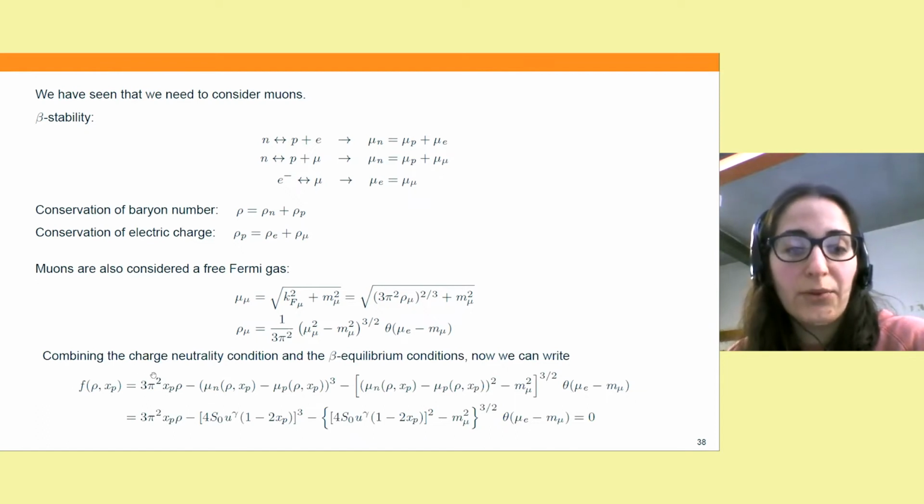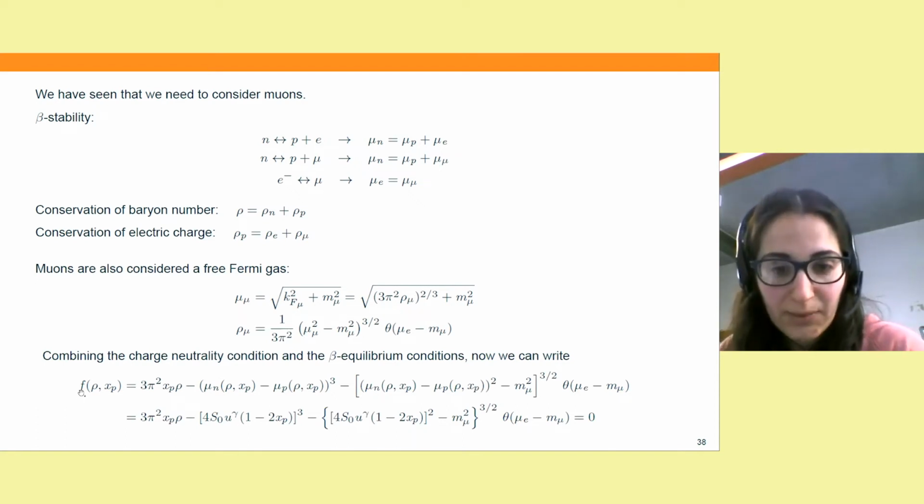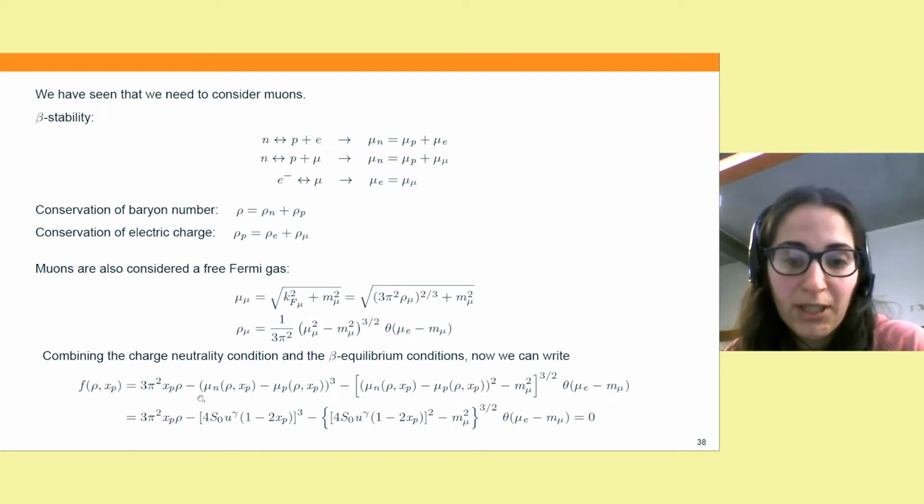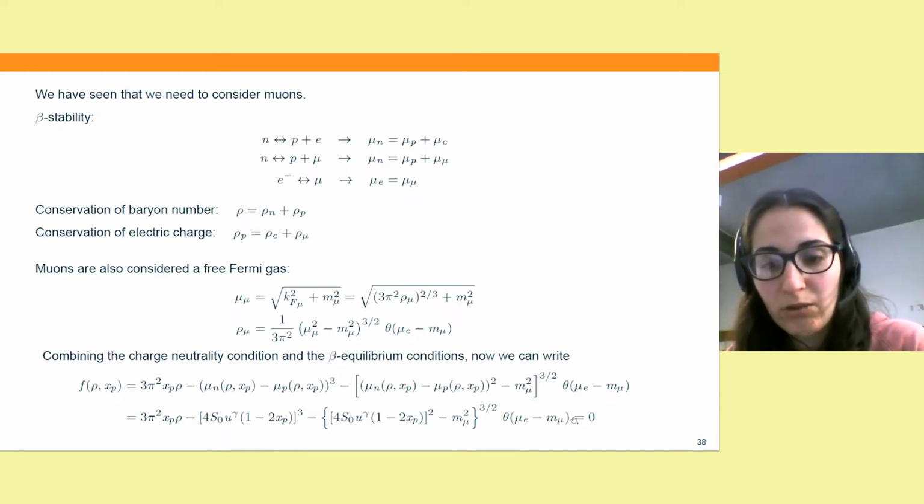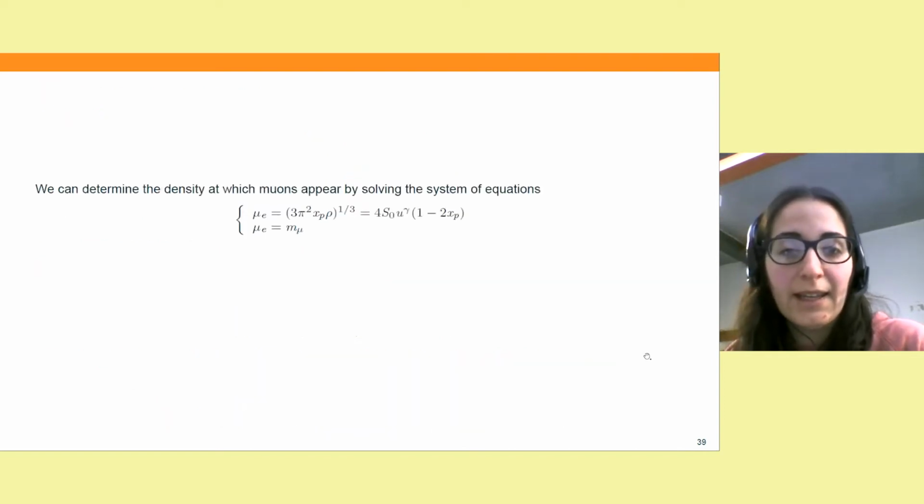And combining now the condition for charge neutrality and the beta equilibrium, we can derive this function here. It's a bit more complicated than before, but we can still solve it using, for example, Mathematica or numerically, or the way you prefer. If you want to do that, I really recommend you try to code it and see if you really get the same plots as I'm showing you. It's a good exercise to do.